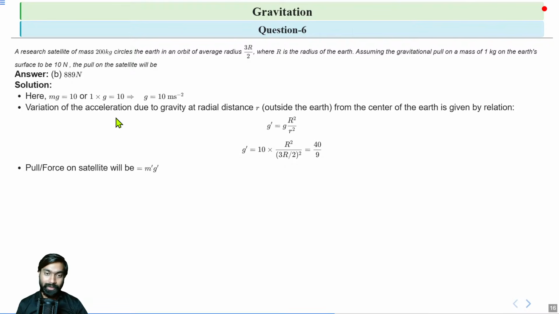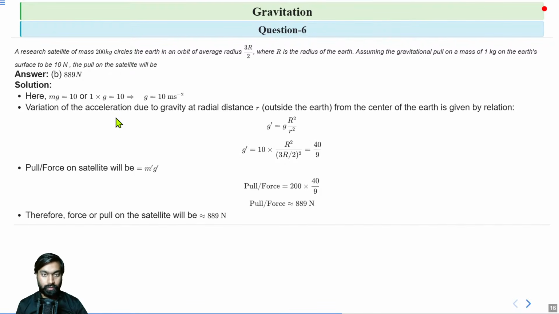So the force on the satellite will be m prime g prime. Force equals the value of m prime, which is 200, into g prime, which is 40 by 9. When we perform this calculation, we get force equal to 889 Newton. Therefore the force or pull on the satellite will be 889 Newton. So the correct option is B.